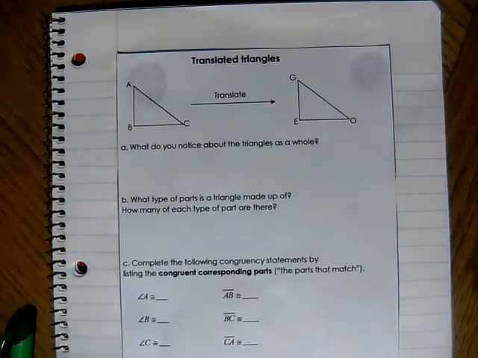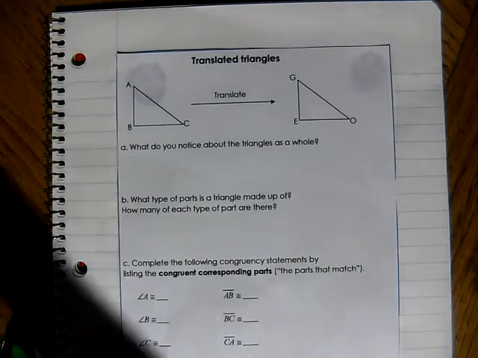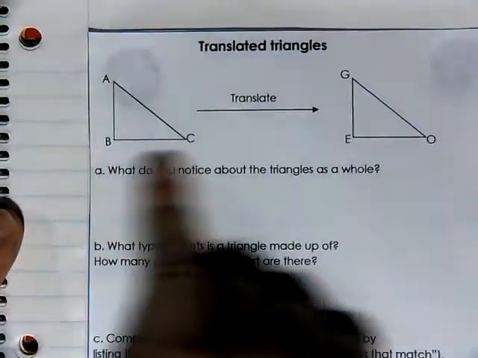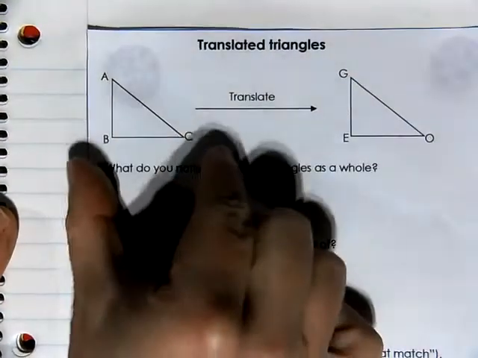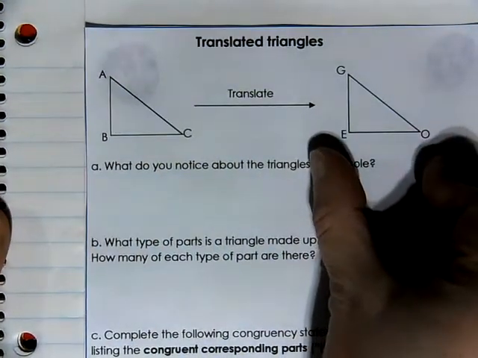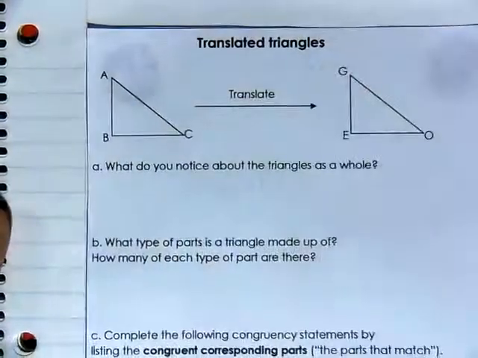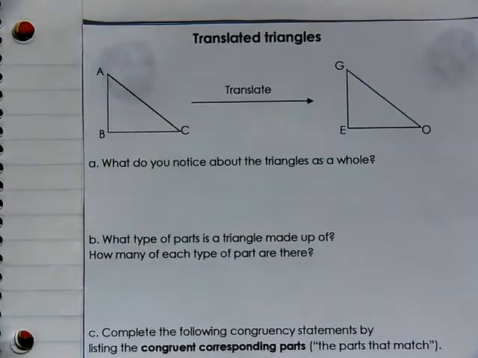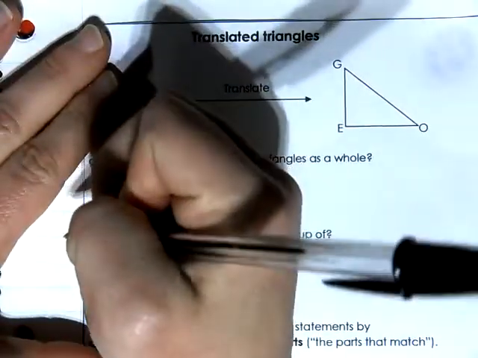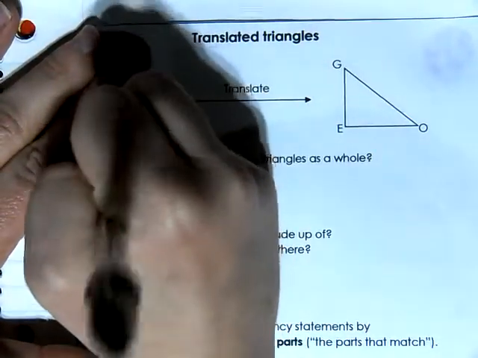Okay, so what we have here is we have two triangles, triangle ABC and triangle GEO, and they have been translated. So triangle ABC, when it is shifted, becomes triangle GEO. Now looking at these triangles, what do you notice about the triangles as a whole? Are they the same or are they different? Hopefully you should see that for the most part, these triangles have the same shape and size.